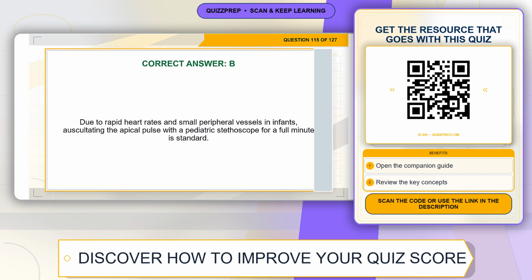Explanation. Due to rapid heart rates and small peripheral vessels in infants, auscultating the apical pulse with a pediatric stethoscope for a full minute is standard.